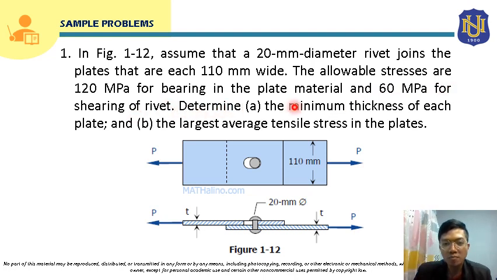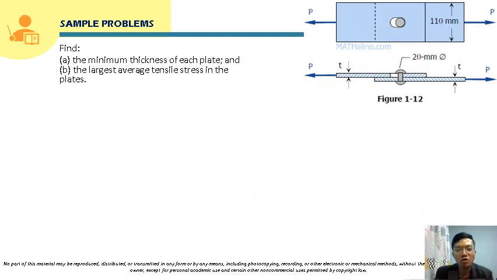So determine the minimum thickness of each plate and the largest average tensile stress in the plates. Okay, so let's try solving this problem. What we're going to solve here are the minimum thickness of each plate and the largest average tensile stress, or normal stress, in the plate. To solve this, we are going to use the allowable stresses given in the problem.